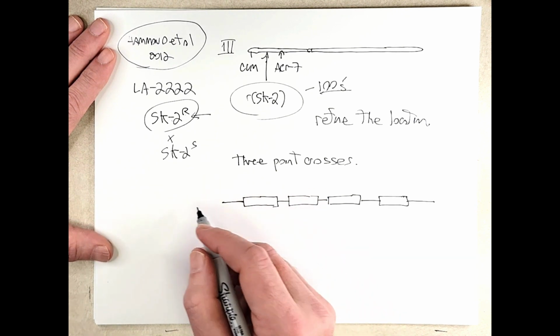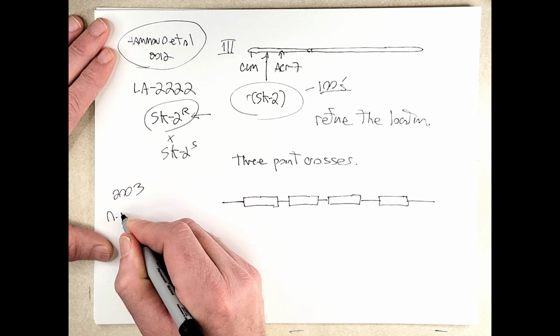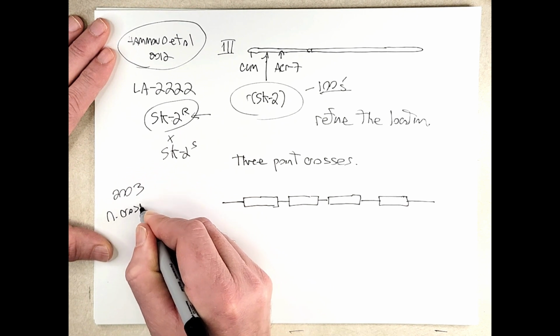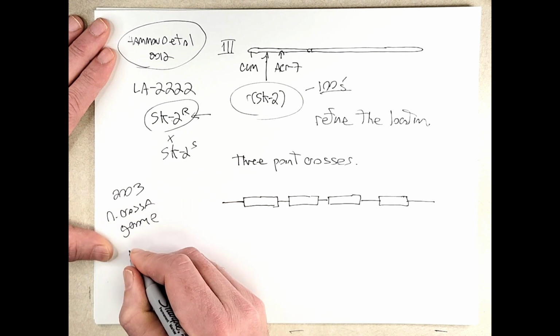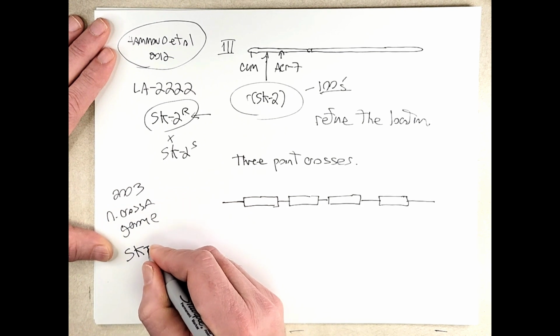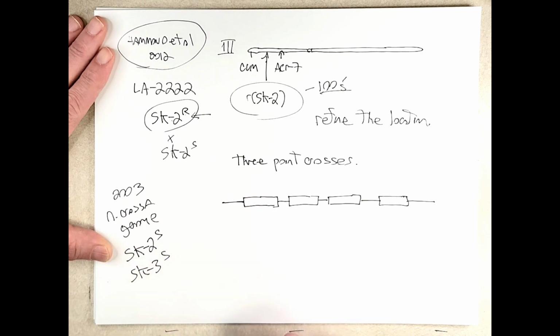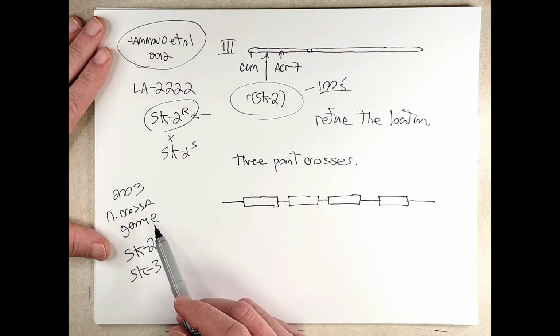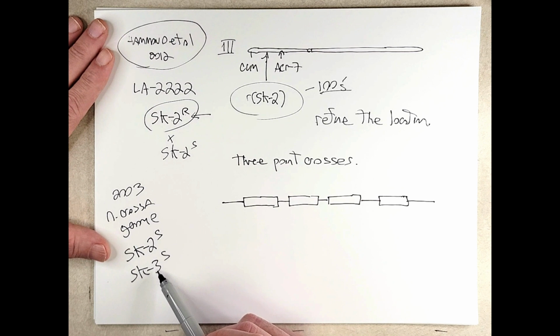So let me step back a moment. In 2003, the Neurospora crassa genome sequence was published, and that genome sequence was for what we would call an SK2S or an SK3S strain. So it was sensitive to spore killing. They sequenced the genome of a strain that was sensitive to spore killing by SK2 and by SK3.